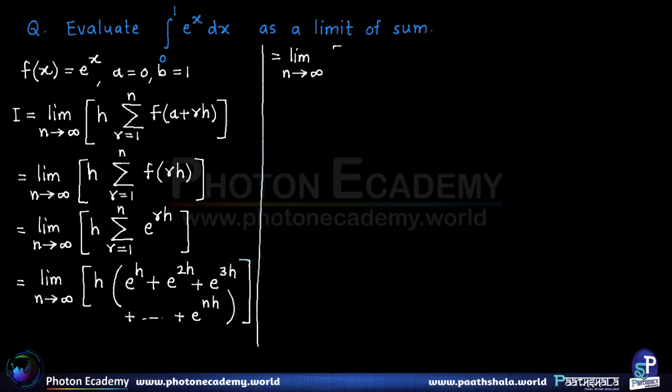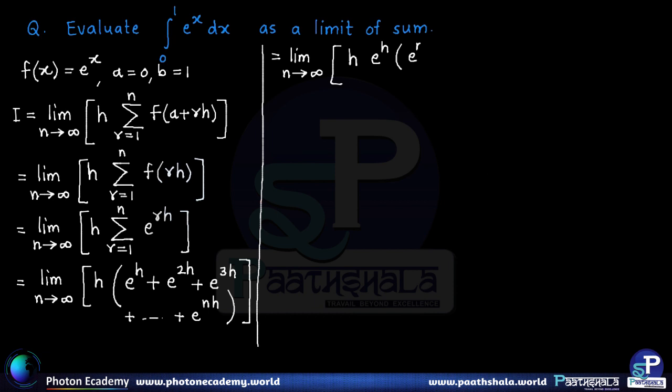So it's limit n tends to infinity h. Now the formula is that first term into r raised to n, that is the common ratio raised to n, so that gives us e raised to nh minus 1 upon r minus 1, that is e raised to h minus 1 only, isn't it?